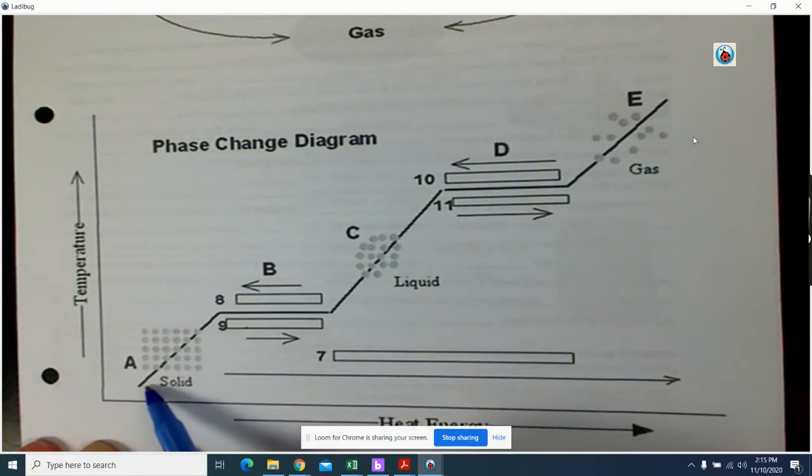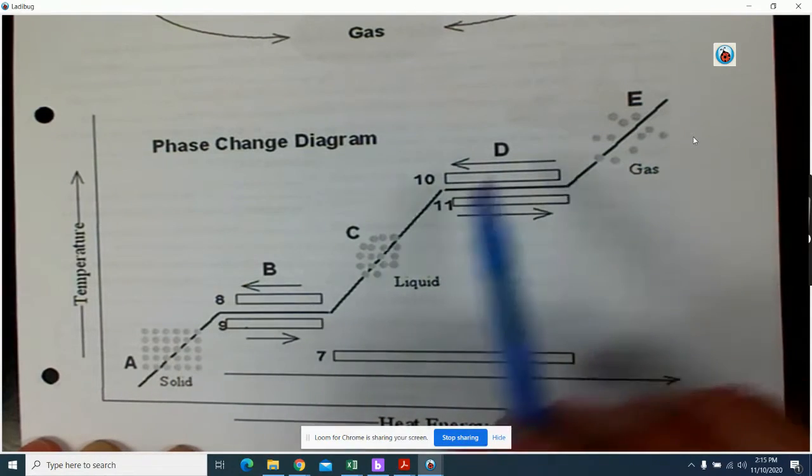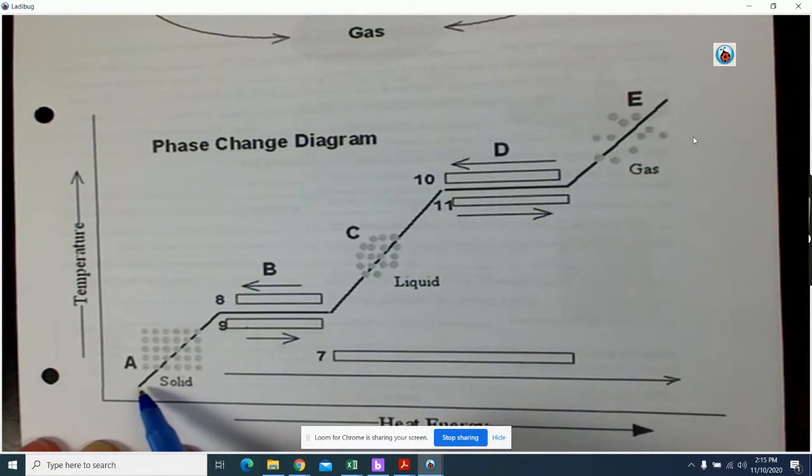So we always start with, and it's got pictures here for you just as a visual, the solid. Whenever you see your phase change graph going from left to right and it goes up, you always start with the solid. At the lowest temperature, the lowest amount of energy, your substance is always going to be a solid.